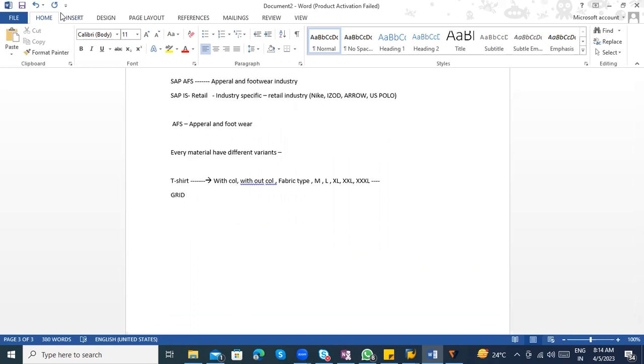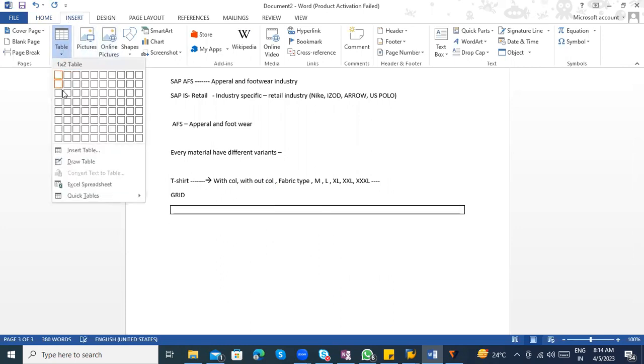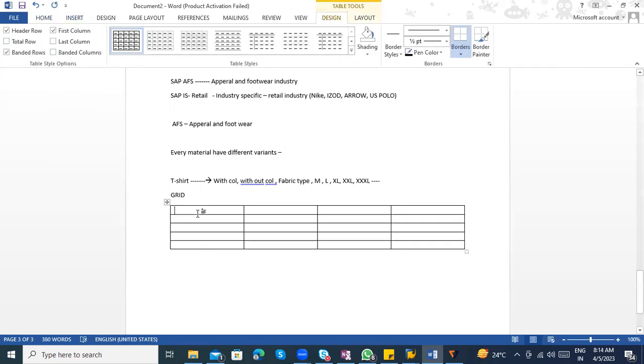Grid means it is like a matrix. Let's go with medium, large, XL, double XL, and triple XL. Then it may be red color, white color, or black color. When there are different colors and different sizes, the price will be different, because for the white color, for example, there may be too much demand, so the price will be different for the white color.